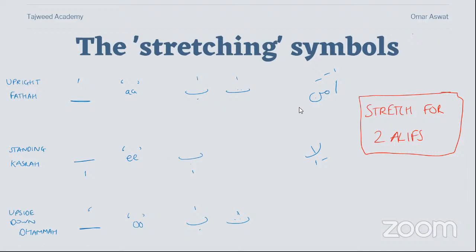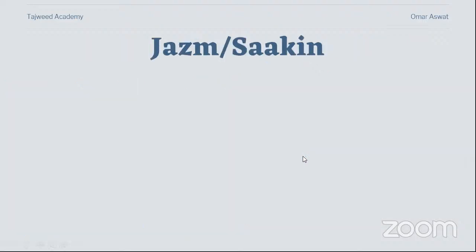Let's move on. The next symbol is jazm sakin. As I mentioned, it's just different terminology. It all means the same thing. It is this symbol found on top of a letter, a small round circle. In some transcripts, it would be half a circle. Depending on which transcript you're reading, it will be either a full circle or a half circle.